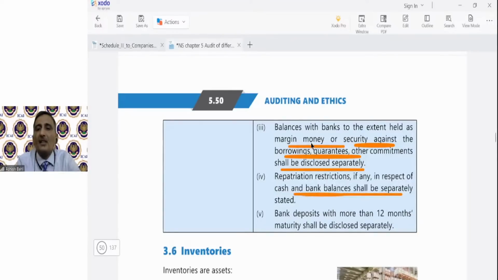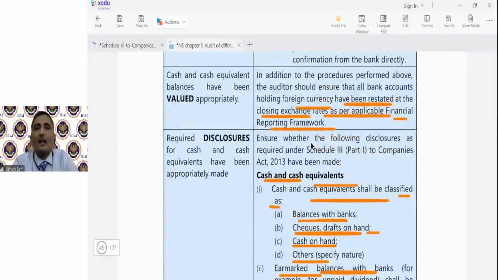Repatriation restrictions shall be stated. Repatriation restrictions means that if some amount cannot be remitted; repatriation is normally a term used in the context of a foreign currency. So if there are any repatriation restrictions, these have to be stated. And bank deposits with more than 12 months maturity shall be disclosed separately as per the requirements of Schedule 3.